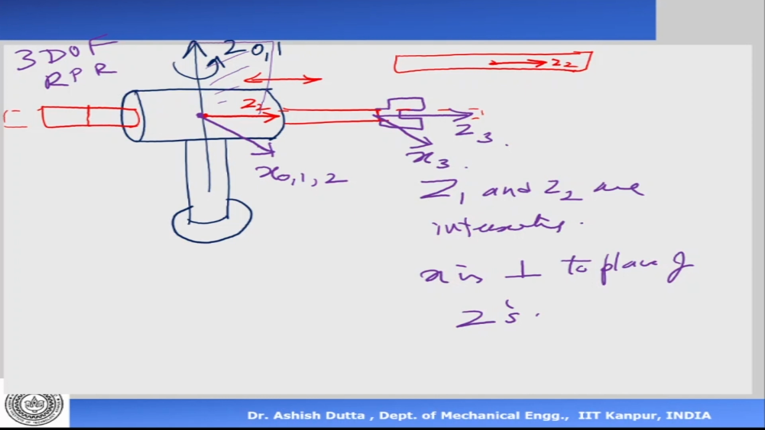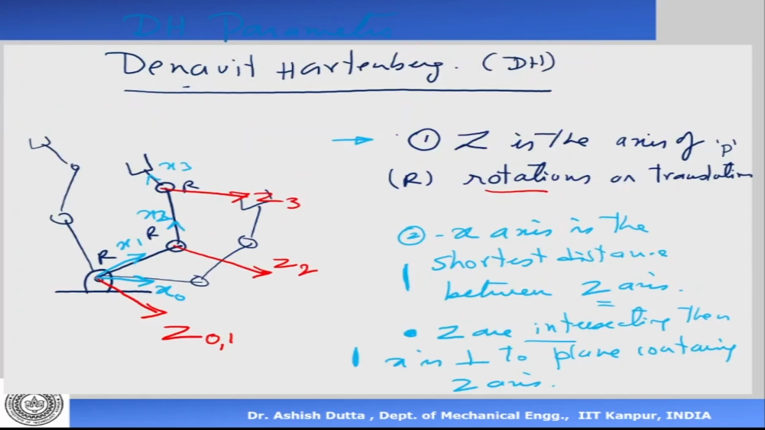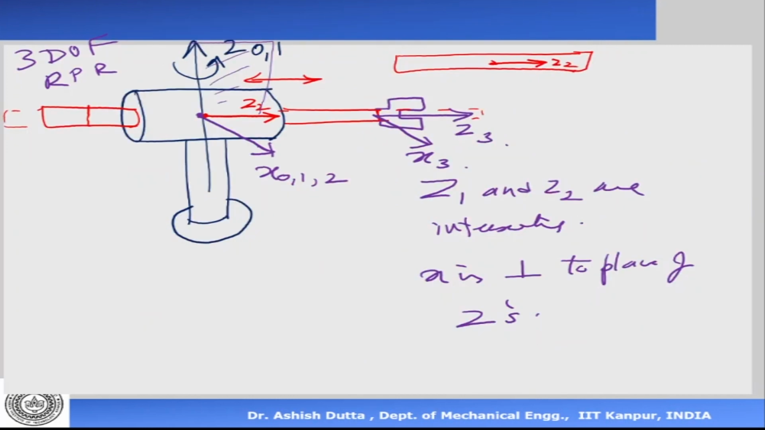Okay, so now we see that we have assigned our x-axis and our z-axis. Okay, we start off with z and then we assign our x-axis. This is a case where the z's are intersecting. In the previous case, the z's were all parallel, so this problem was not there, so x was easy to assign. Okay. Now this is a very nice looking manipulator.